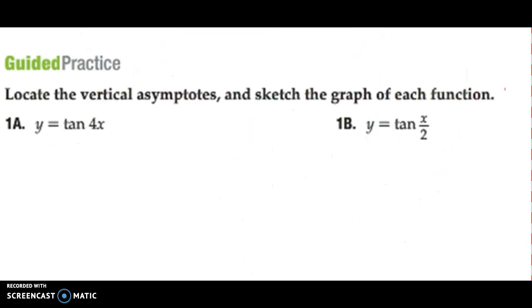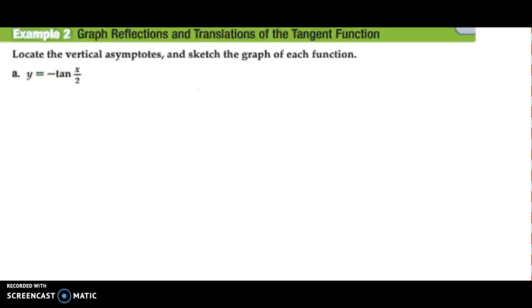Here's some examples right here. If you want to pause the video and try them, you're more than welcome to. Now, if we have negative tangent of x over 2, okay, we're going to do the exact same thing.